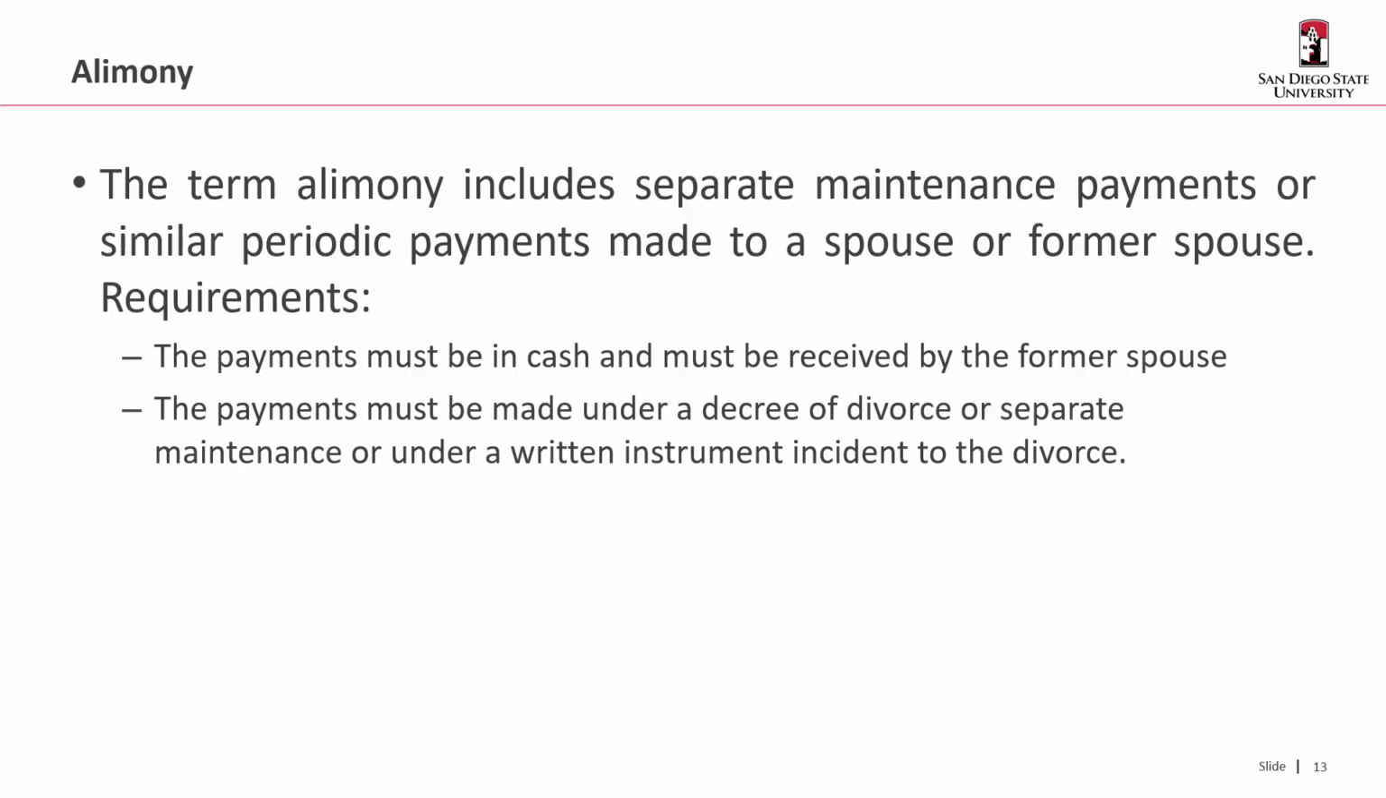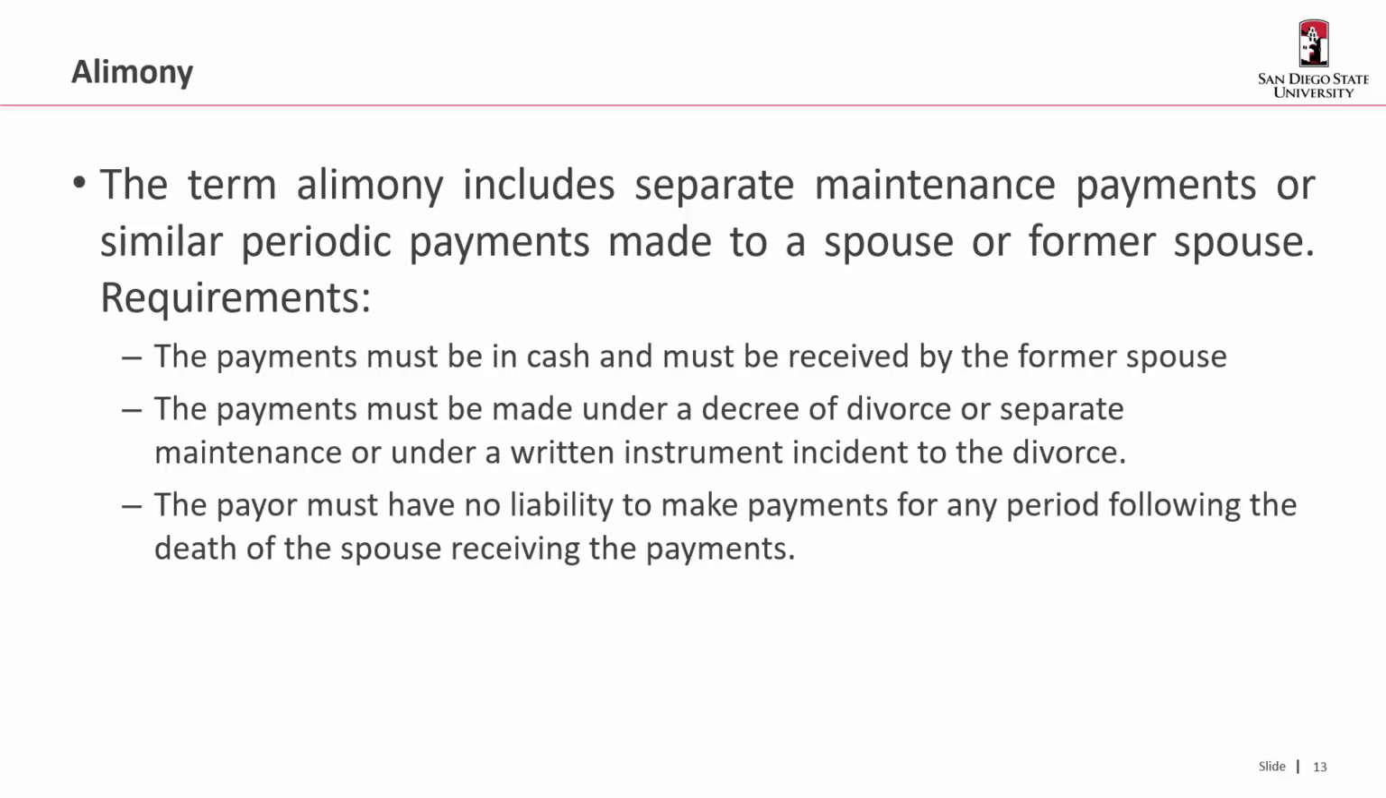The payments must be made under a written decree of divorce or separate maintenance, or under a written instrument incident to divorce. So what they're saying here is, look, these payments have to be documented in order to be treated as alimony for tax purposes. You can't just say, oh, my ex-spouse pays me $100 a month, and we're calling that alimony. No. It has to go through the divorce or separation process.